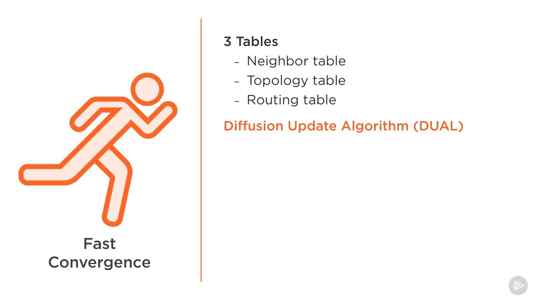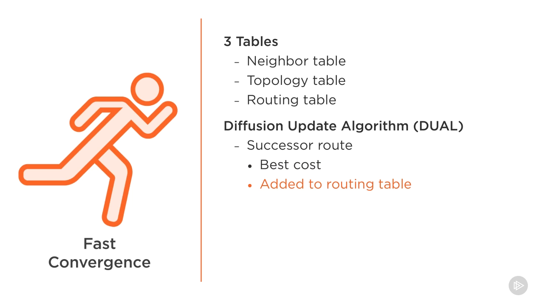diffusion update algorithm. What DUAL does is it calculates something called a successor route. Now, that successor route is the route with the best cost to the destination network. The route with the best cost to the destination network gets added to the routing table. In addition to calculating the successor route, which gets added to the routing table, DUAL also calculates something called a feasible successor. The feasible successor is the route to the same destination network as the successor route, but it has the second best cost to that destination network.